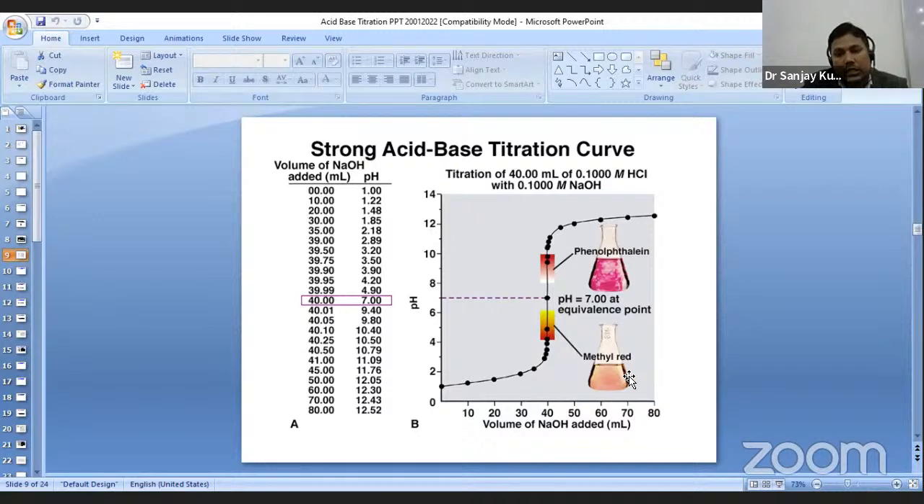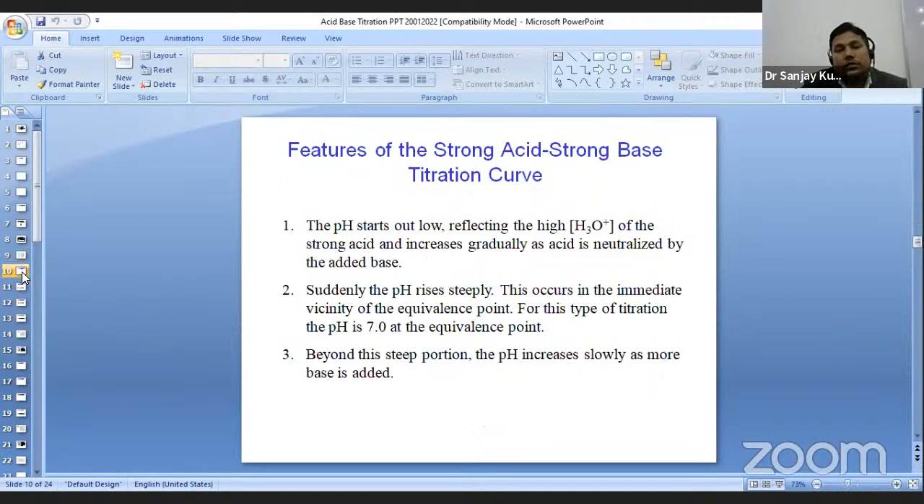That is from colorless to a colored compound, suppose a phenolphthalein indicator is used in this acid-base titration. So likewise, for this strong acid and strong base, we have already discussed with the help of a plot, a graph of pH against NaOH. The pH starts out low, reflecting the high hydronium ion concentration of the strong acid, and increases gradually as the acid is neutralized by the addition of base.